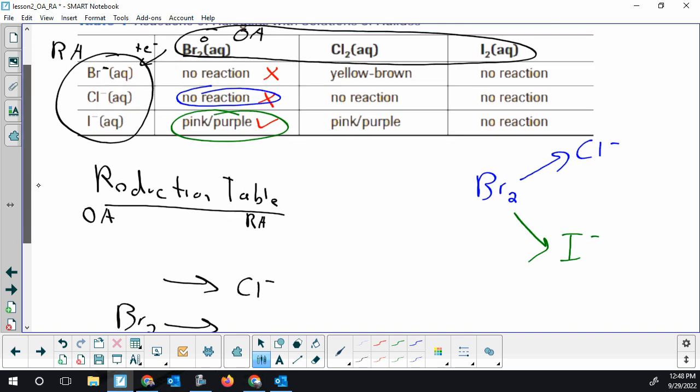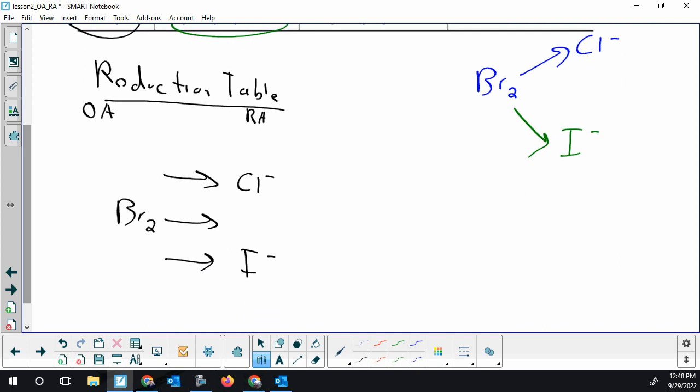So I'm going to hide that a bit, but that's what I'm looking up to. Our chlorine-based OA must be diatomic chlorine. That's what's in one of our headings. For iodide, that must come from the OA iodine. Bromine becomes bromide in our RA column.